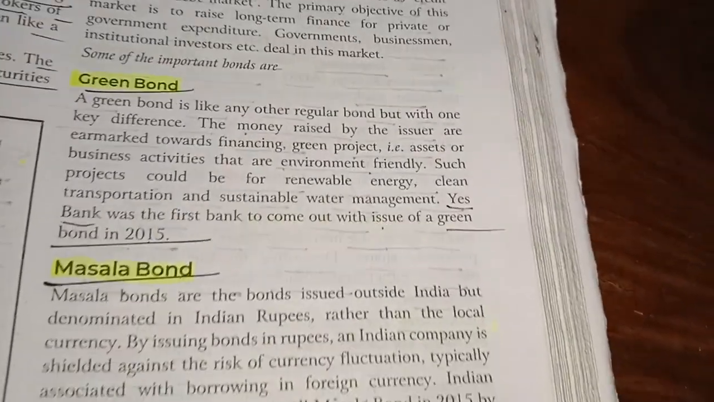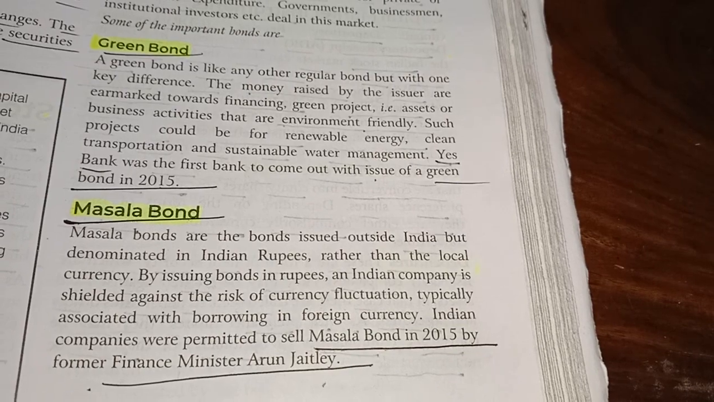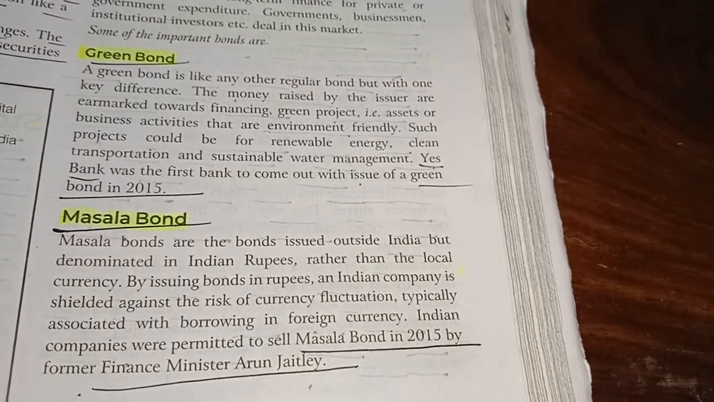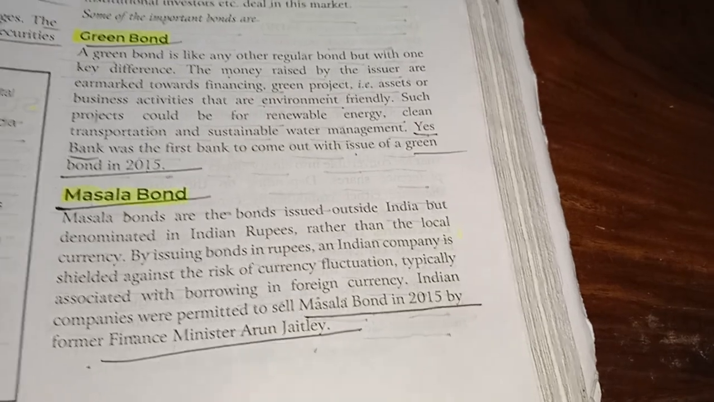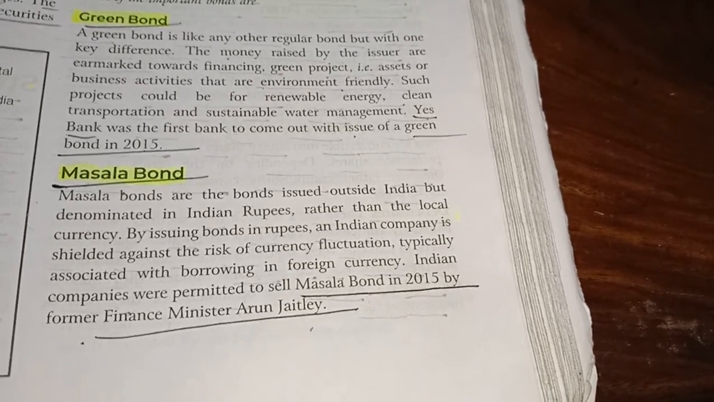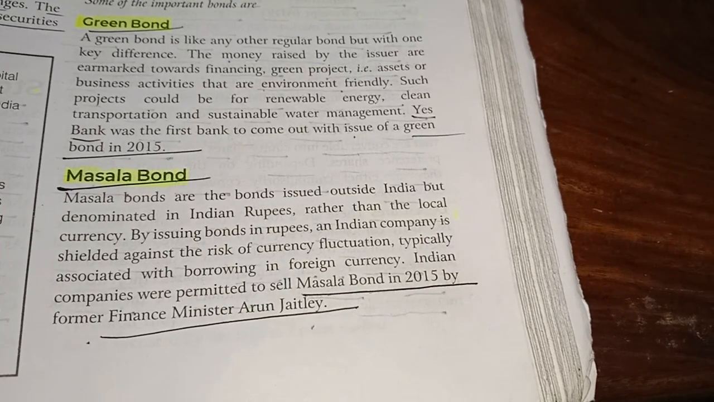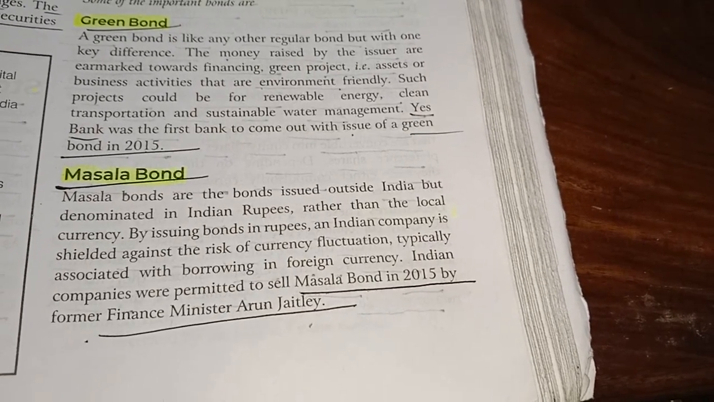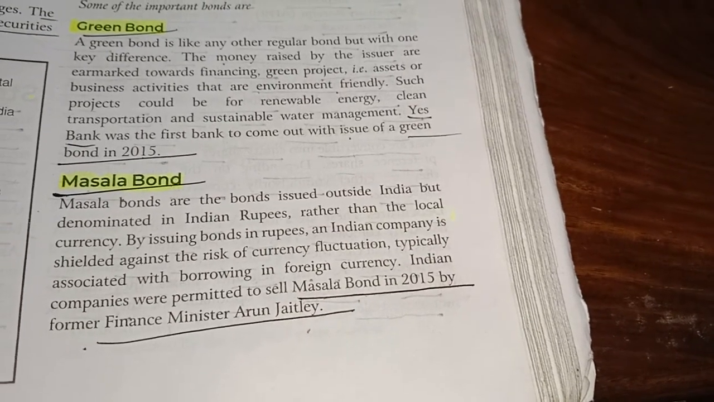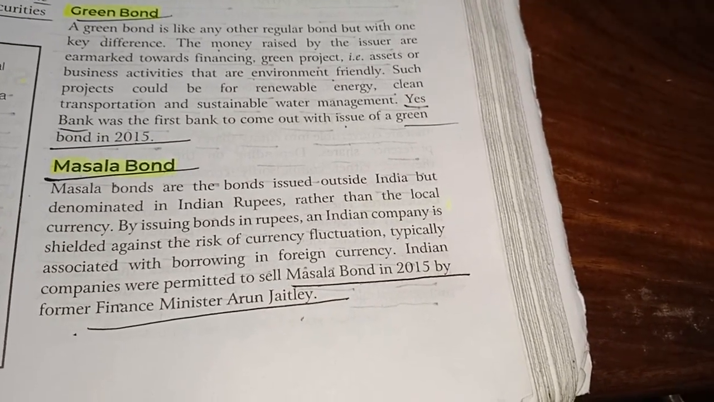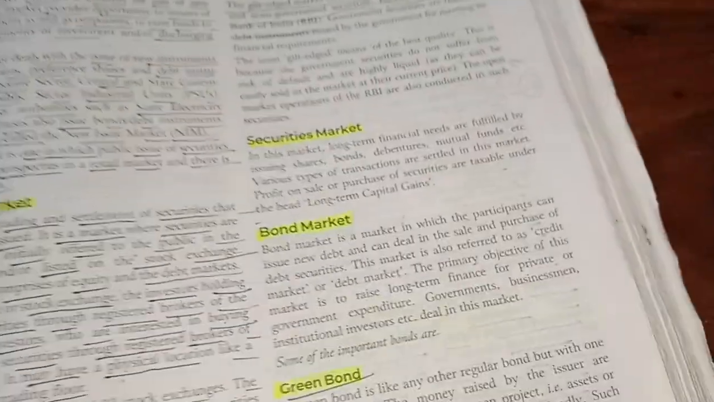Masala bond. Masala bonds are the bonds issued outside India but denominated in Indian rupees rather than the local currency. By issuing bonds in rupees, an Indian company is shielding against the risk of currency fluctuations typically associated with the borrowing in foreign currency. Indian companies were permitted to sell masala bonds in 2015 by former Finance Minister Arun Jaitley.